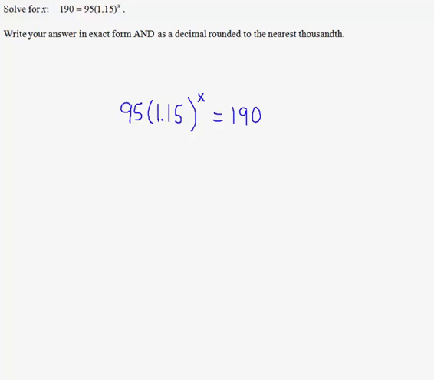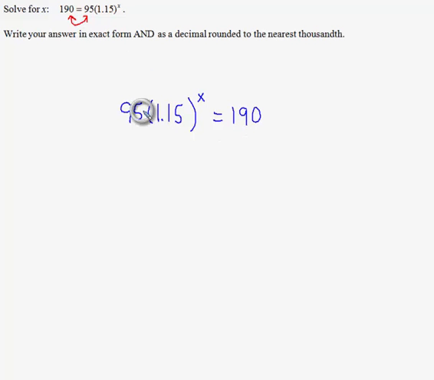In this problem, we're given an exponential equation, and we are to solve it and write our answer in both exact form and as a decimal rounded to the nearest hundredth. So I took the liberty of switching the order here. I found that some students, not all, like having the number on the right-hand side as opposed to the left. Either way, it works.